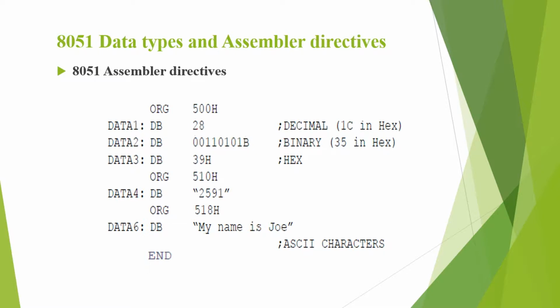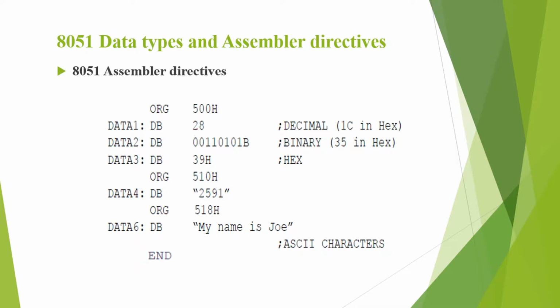Then we have the value 00110101B. So this is a binary value. So it is having the letter B after it. And then we have 39H. So this is a hexa number. So it is followed by H. So all these numbers, decimal or binary, will be converted to hexa. And ORG will be indicating the beginning of the address.